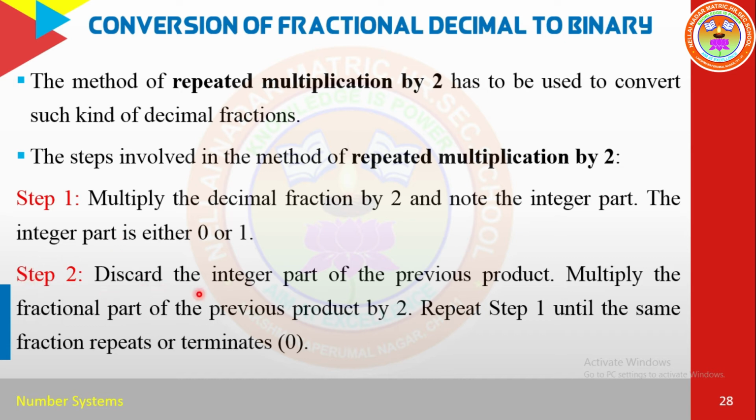Number 2, discard the integer part of the previous product. Okay, discard means what? You just avoid the integer part and multiply the fractional part of the previous product by 2. Okay, so every time we multiply a number, we have two different parts. One is the fractional part, another one is the integer part. Integer part you just avoid, and only the fractional part you multiply in the next step. Okay, so the same thing you can follow till the end of the conversion. Once you see the example you can get clear information.